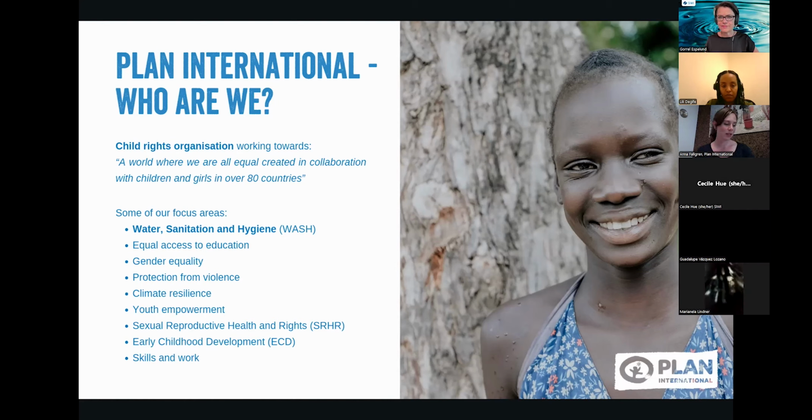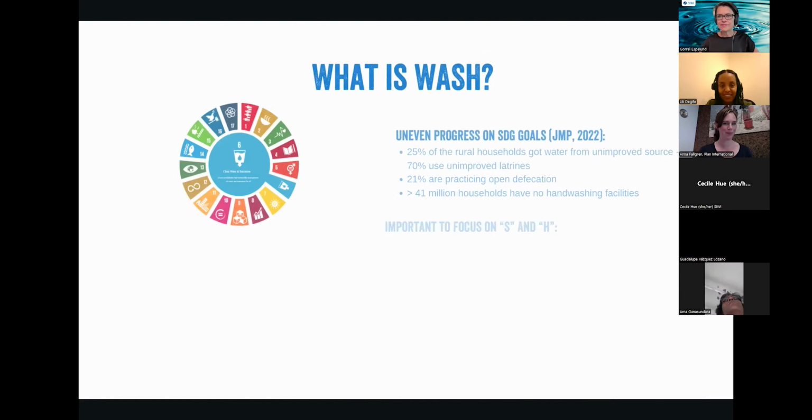And these are many aspects, but all of them are very important parts of children's lives. And Plan International works to ensure that these sort of prerequisites are in place so that children, and especially girls, are able to thrive and develop their full potential. And in this session, we will talk about Plan International's approach to WASH, and we will bring in some examples from our work in Ethiopia. And I'm delighted to hand over to my colleague Lili, who will talk more about WASH. So over to you, Lili.